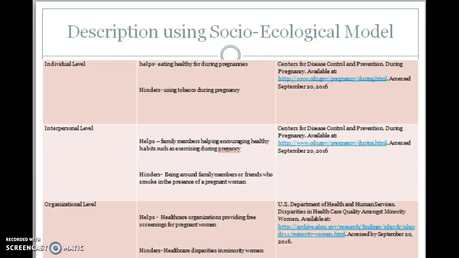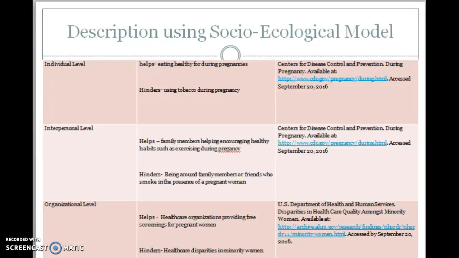We can use the socio-ecological model to describe the issue of the high infant mortality rate in Louisiana. On each level, there are factors that help and hinder the efforts to decrease the rates of this issue. On an individual level, eating healthy during pregnancy helps the situation. Using tobacco during pregnancy hinders the situation.